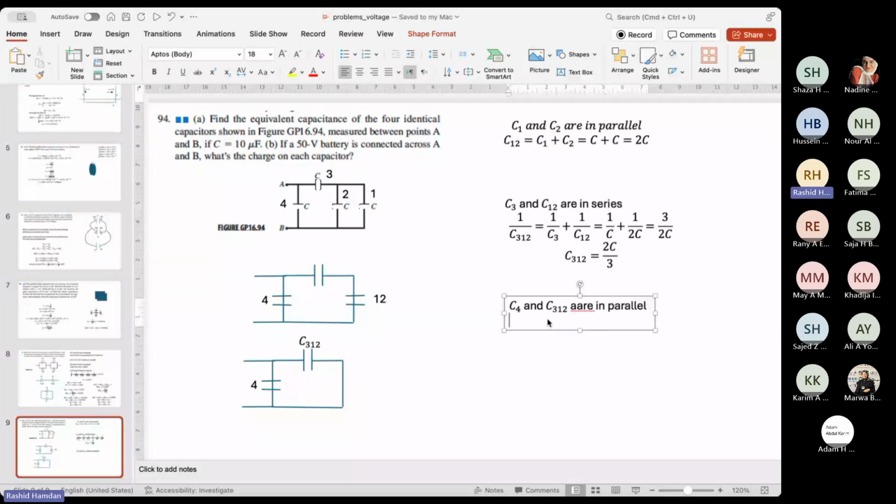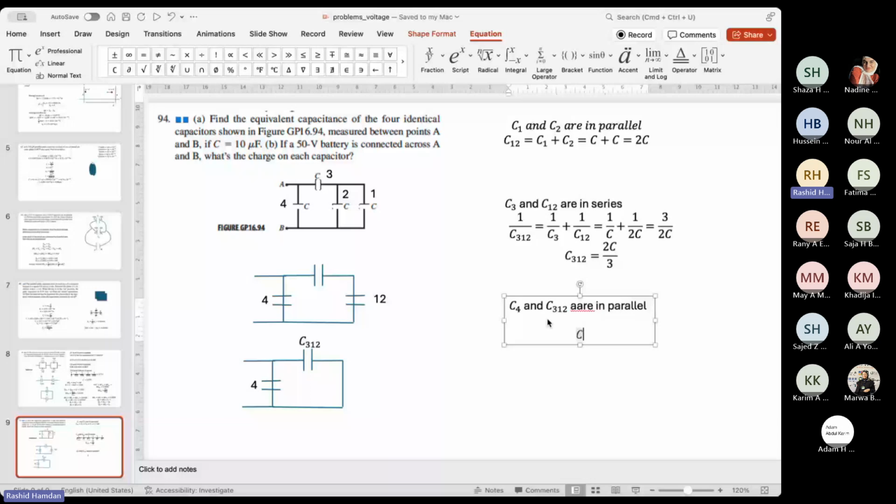So C equivalent is equal to C4 plus C312. So it's equal to 2C, sorry, not 2C, it's C plus 2C over 3. So it's equal to 5C over 3.